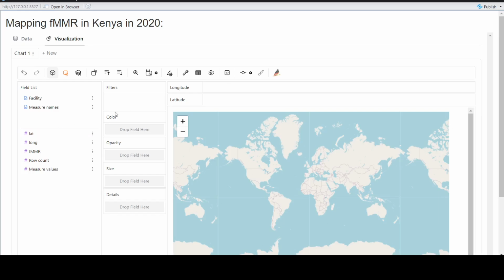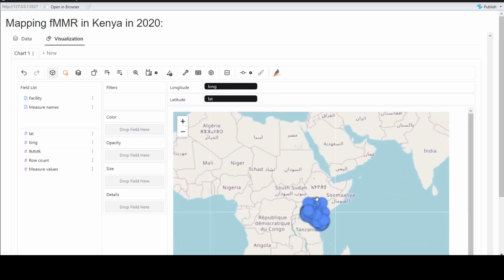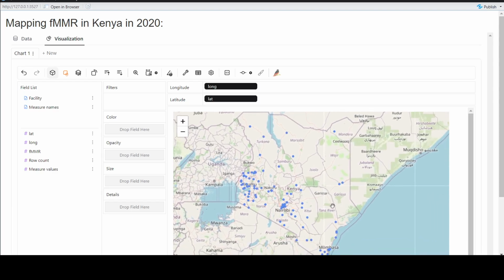So we're going to just match it to the corresponding setting here, and immediately you'll see it knows where those coordinates are. They're in Kenya. You can see all the points, all the facilities in Kenya that had maternal deaths in 2020, scattered all over, but mostly in the west, in Nairobi and at the coast region, right?